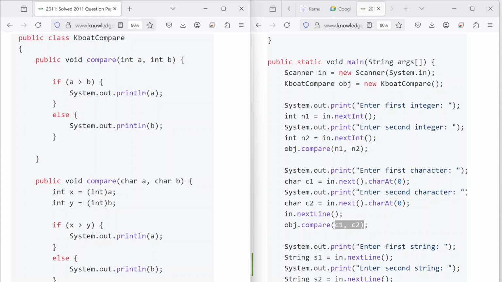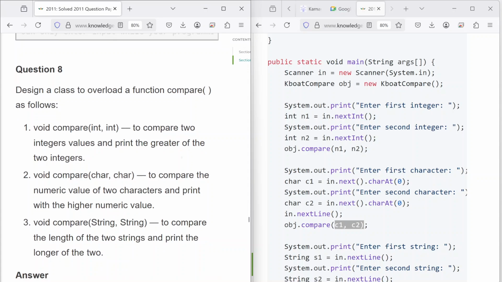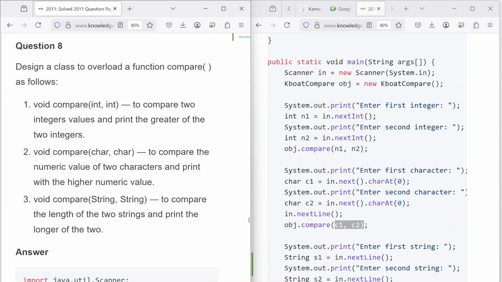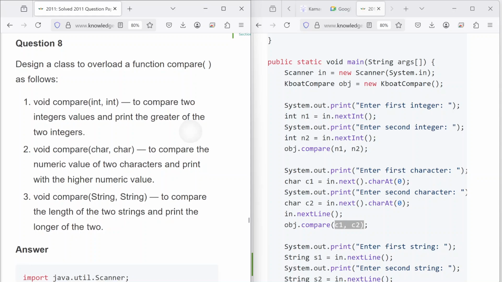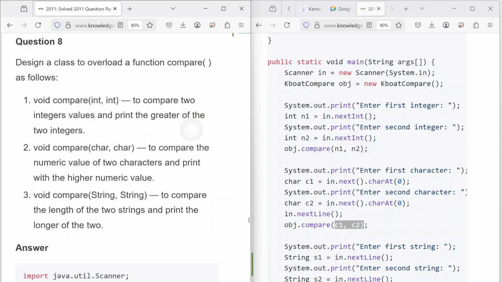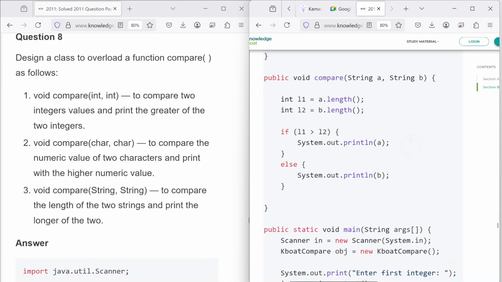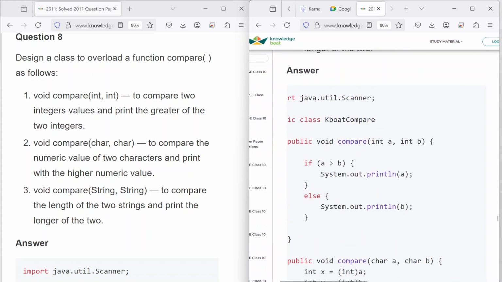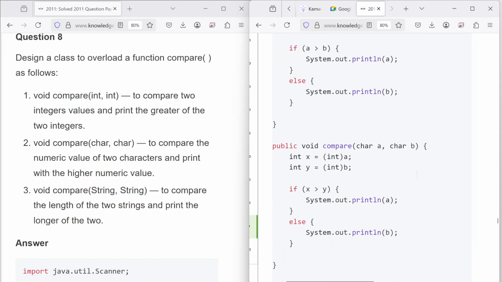Now here I am just going to discuss with you all an example of actual and formal parameters. On my left hand side I have a question from the 2011 paper, which is a function overloading example, question number 8, where we have a compare method which is overloaded 3 times. On my right hand side is the same year's paper, same question. I am just showing the answer over here.